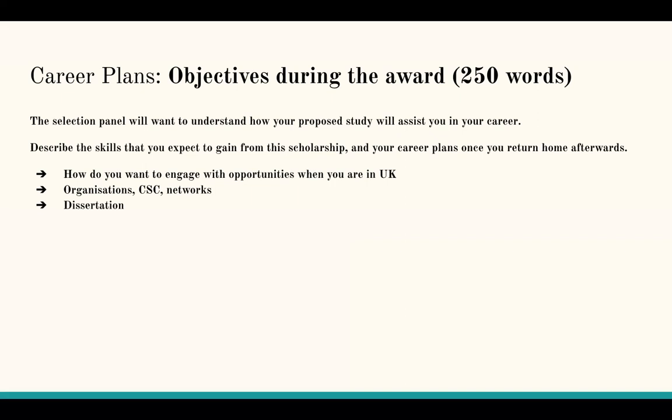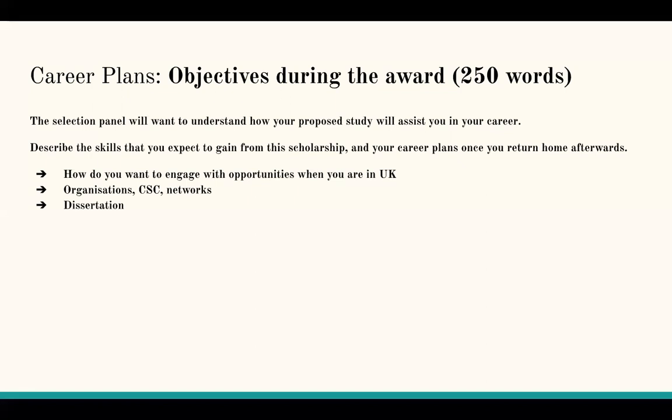So the easiest things to go for when you want to answer this question is opportunities that are there in the UK. This can be any different organizations, CNET, or any other different networks that are in the UK, which right now might seem very inaccessible to you. But if you go to the UK and try to get in touch with them, it's much easier. Another thing is the dissertation, all you're planning to get.